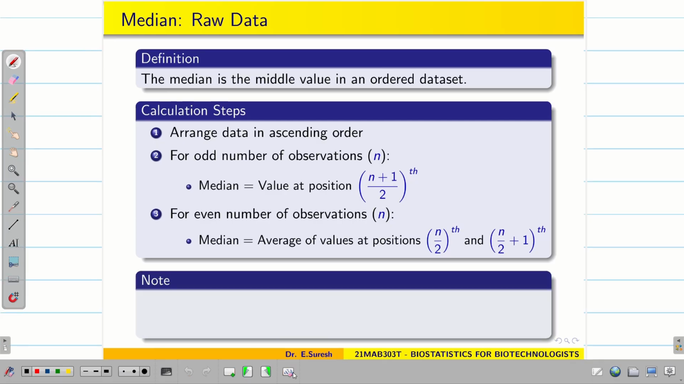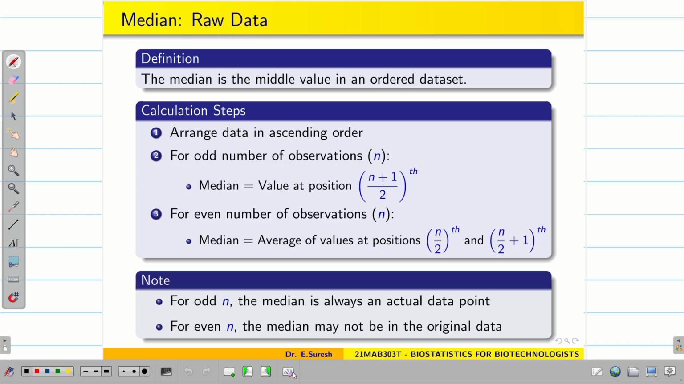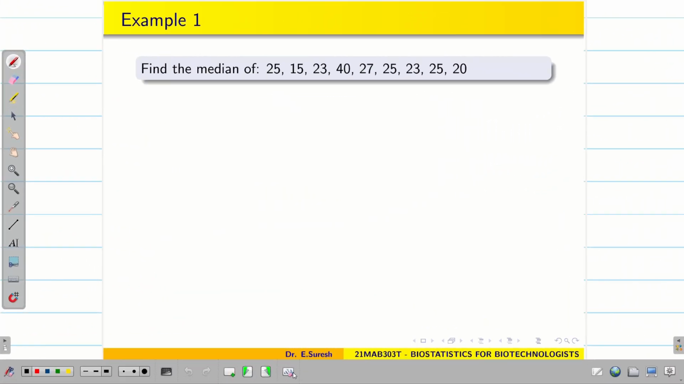When we go to the problem, you can see the clear picture. When n is odd, the median is going to be always an actual data point inside the data. When n is even, the median may not be an original data point. So now let us go for the ungrouped data or raw data. Find the median of the given numbers.